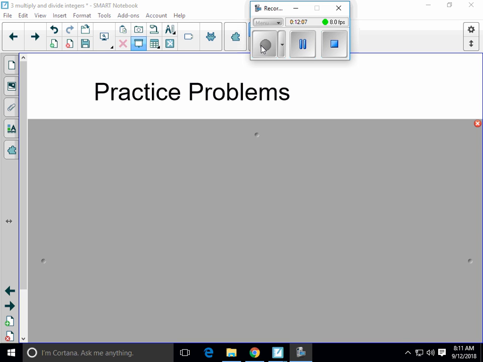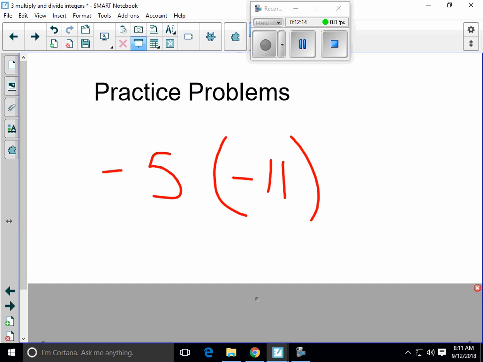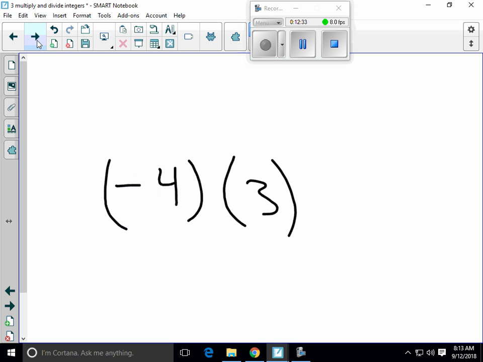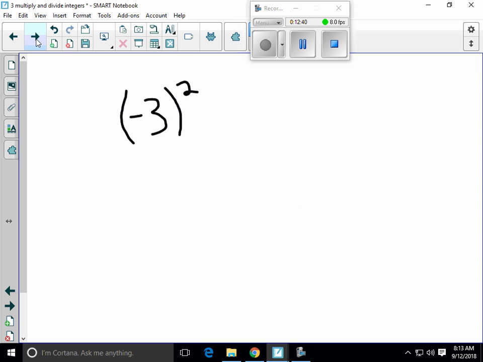All right, hopefully you have some space just to do some practice problems. I'm going to throw a bunch of practice problems at you to review multiplication and division. So here, negative 5 times negative 11. 13 plus negative 2. Negative 4 times 3. Negative 3 squared, or negative 3 to the second power. Negative 20 divided by negative 2. 18 divided by negative 2.